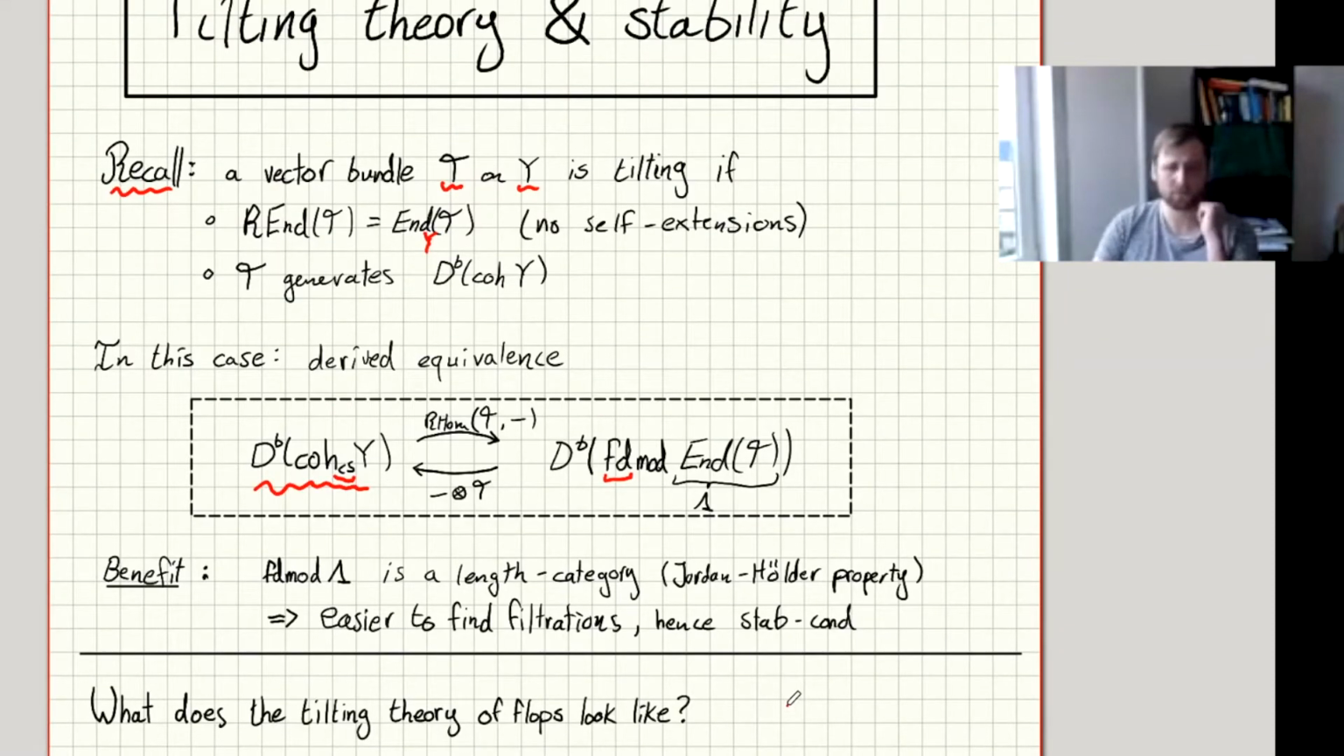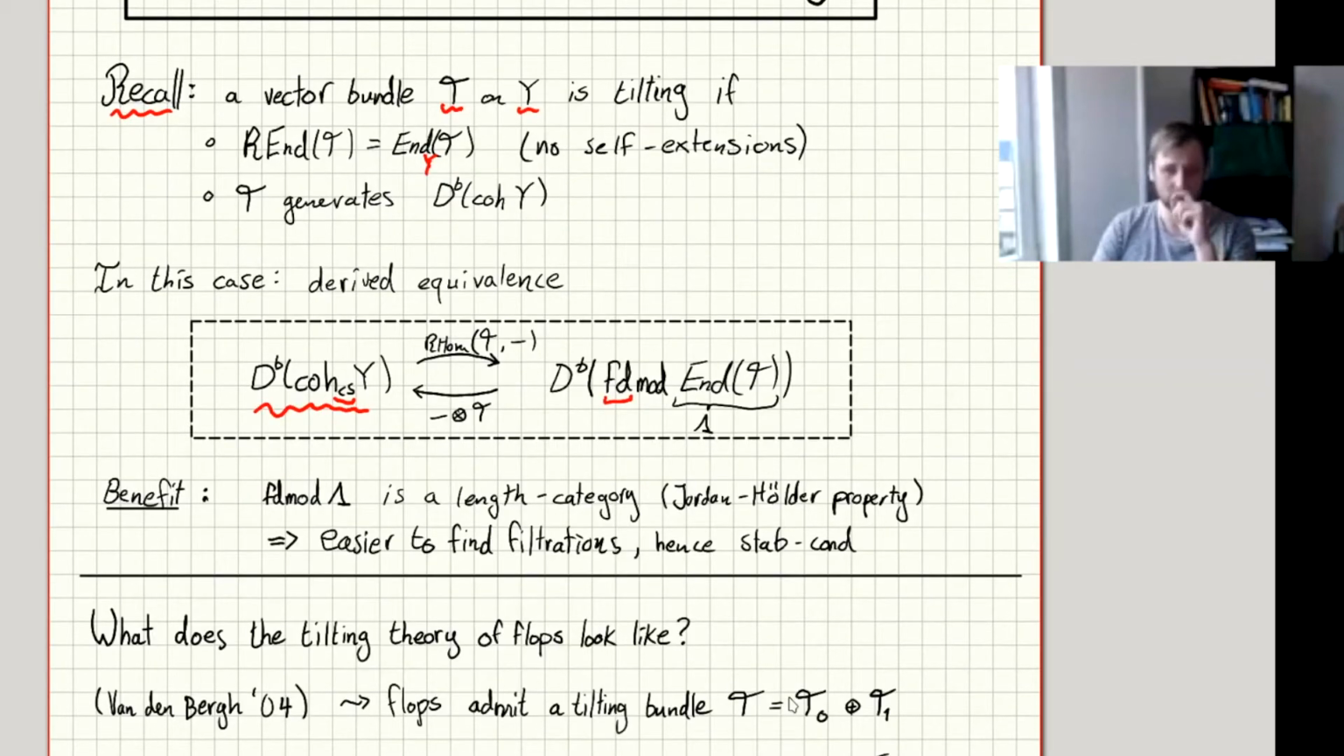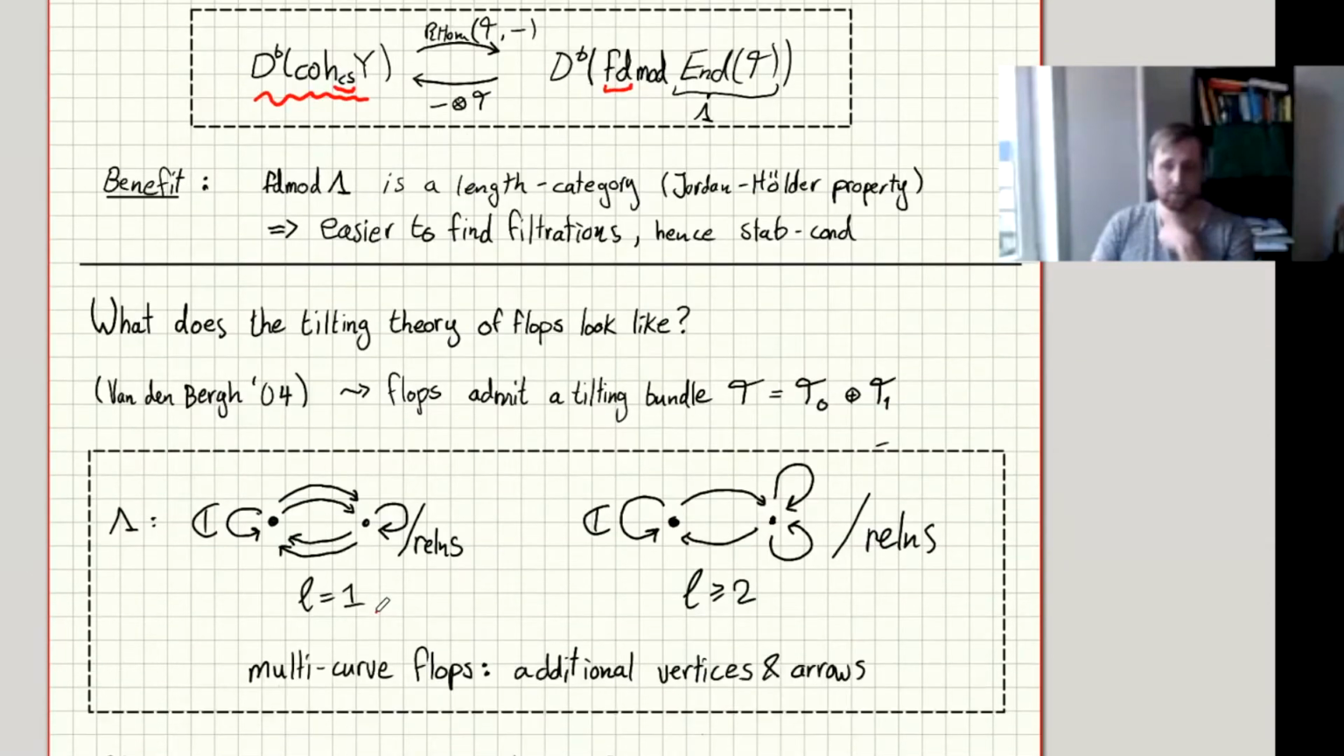So in the case of flops, again, I'll do this for simple flops. The existence of tilting bundles was shown by Van den Bergh at the start of the millennium. And the endomorphism algebras of these tilting bundles, which will be decomposed into two summands, will be some sort of quiver algebra. So in the length 1 case, this will look something like this.